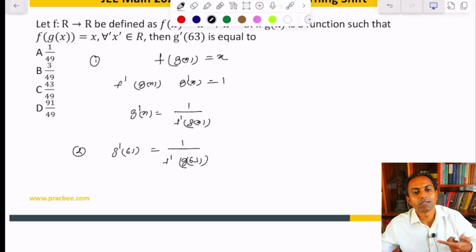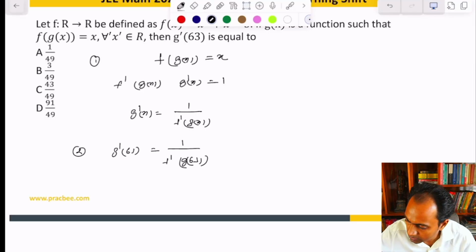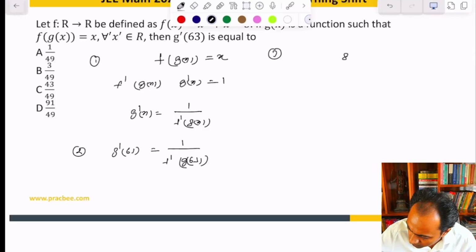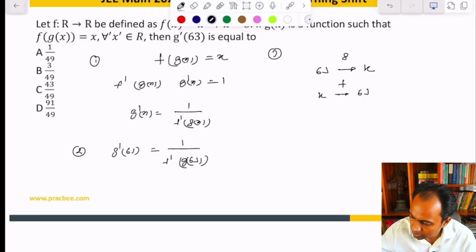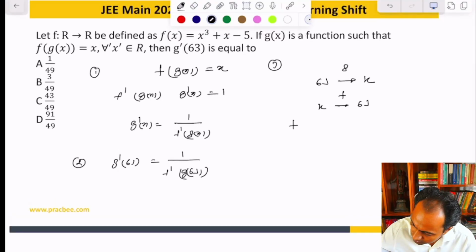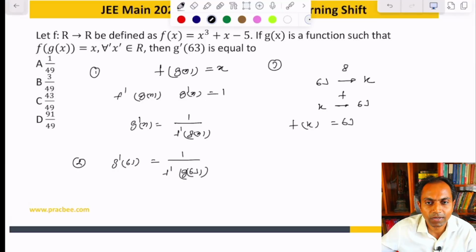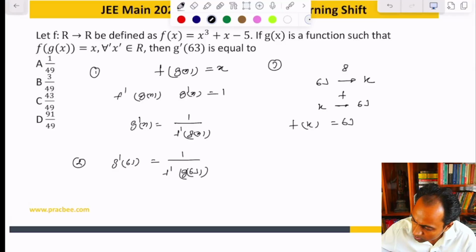Now here is where the inverse function part comes into place. See, if g traces a function from 63 to a value k, then f, being an inverse function, will trace k to 63. So what we need to figure out is, in this function that is given to me, that is fx, if I put k, when will this be equal to 63? If I can figure out the value of k, I have got the value of g of 63. So if I just do this, this will become k cube plus k minus 5 is equal to 0.